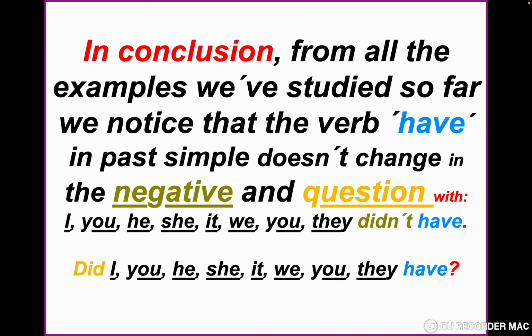So in conclusion, from all the examples we've studied so far, we notice that the verb have in the past simple doesn't change in the negative and question. So: I didn't have, you didn't have, he didn't have, she didn't have, it didn't have, we didn't have, you didn't have, they didn't have. And in the question: did they have, did you have, did he have, did she have, did it have, did we have, did you have, did they have.